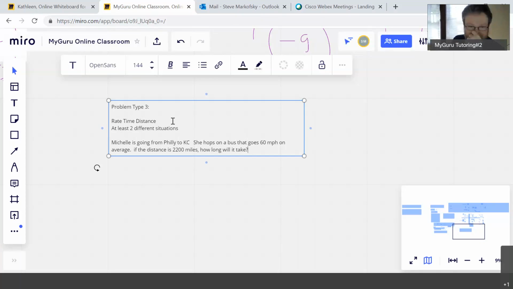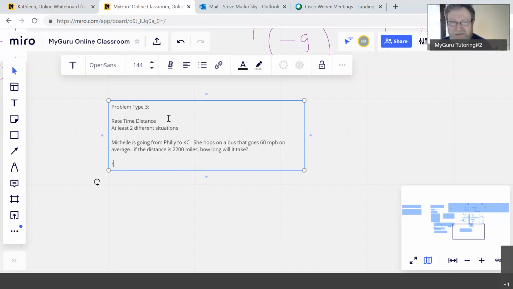How are they going to make it more complicated? There's going to be more people. All right. So instead of just having a rate times distance, you might have rate times distance for a couple of different people.